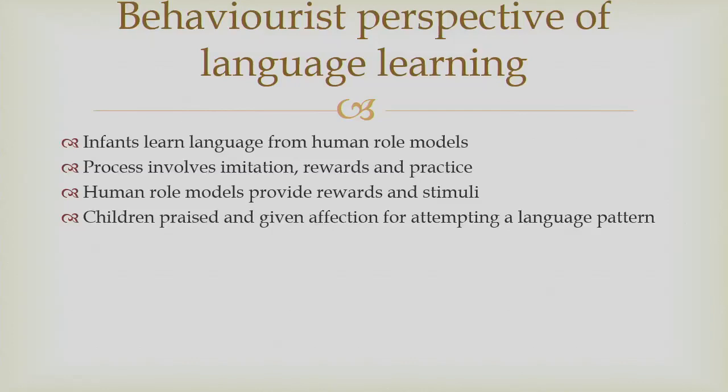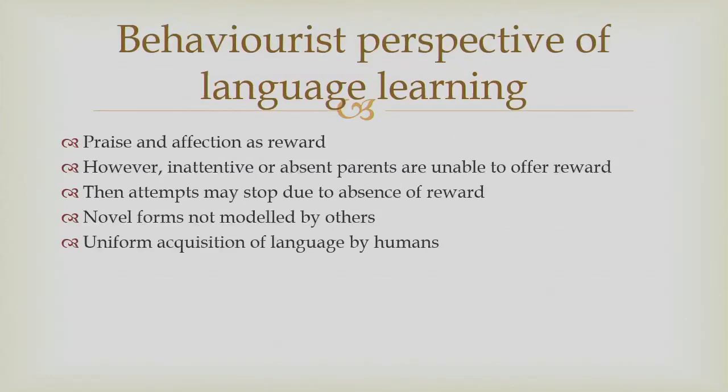Human role models provide rewards and stimuli. Reward would be what you give them or what you say to them after they've said a word. Stimuli is that you also give input. By listening to you, they hear, and when they hear, they also imitate you. Children are praised and given affection for attempting a language pattern. So this is the kind of reward that they get. So praise and affection is reward.